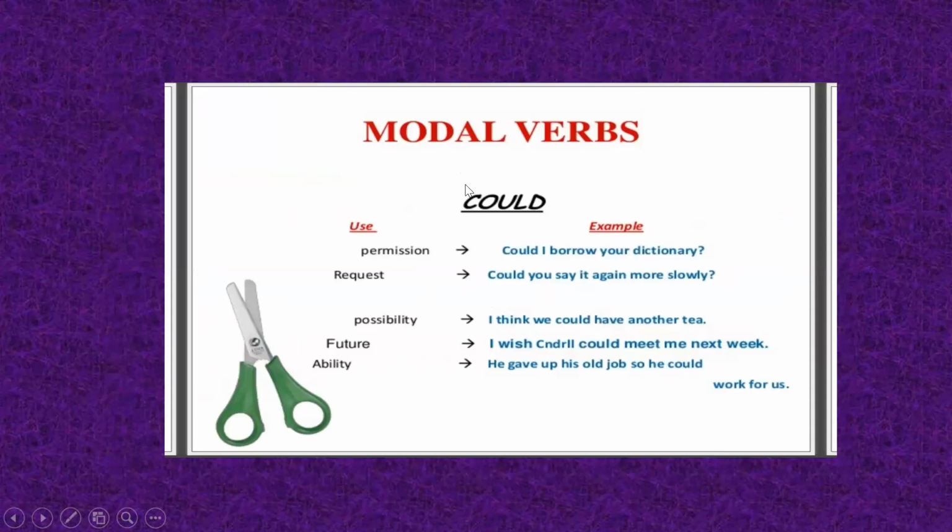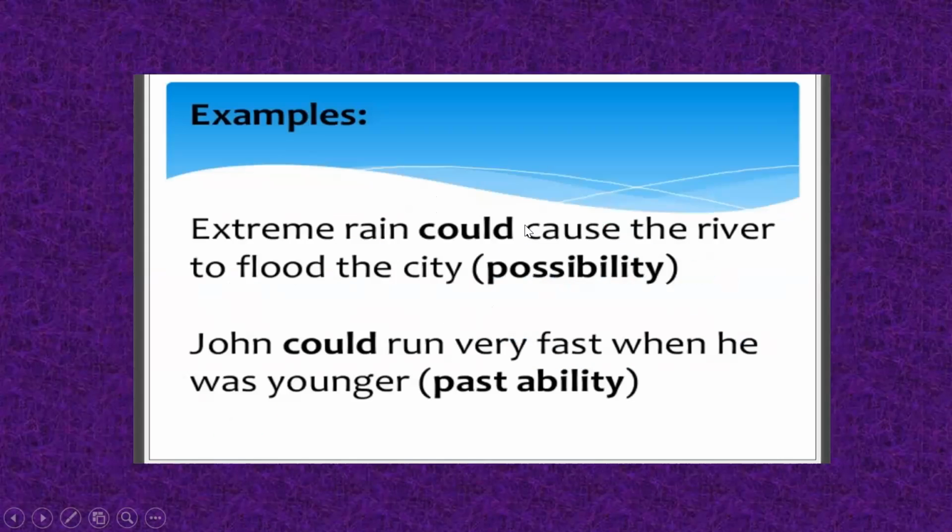Now moving to the past form of can, which is could. It goes the same way. It is used for permission, request, possibility, and future abilities. And this is where the past forms are used. For example, extreme rain could cause the river to flood the city. So we are talking about possibilities which may occur in future. John could run very fast when he was younger, when we talk about the past.